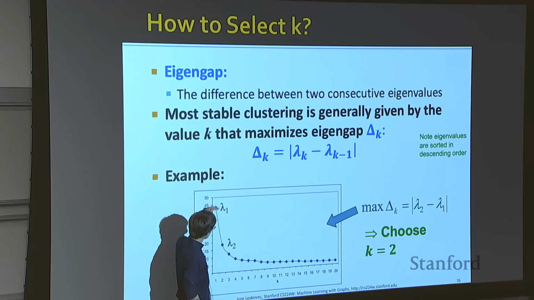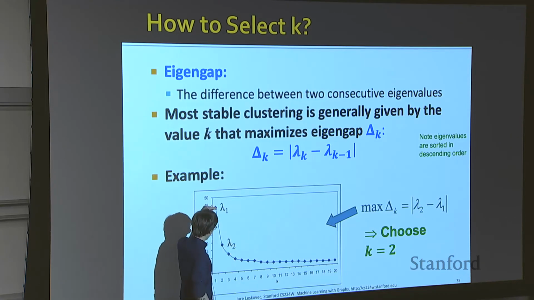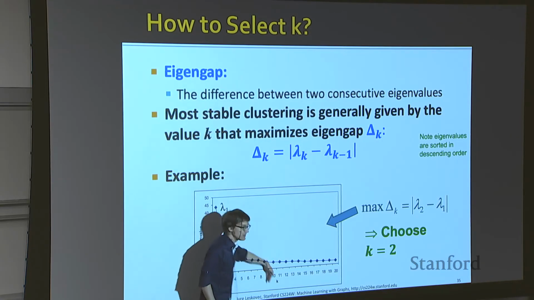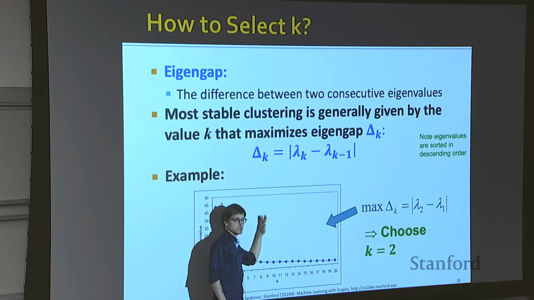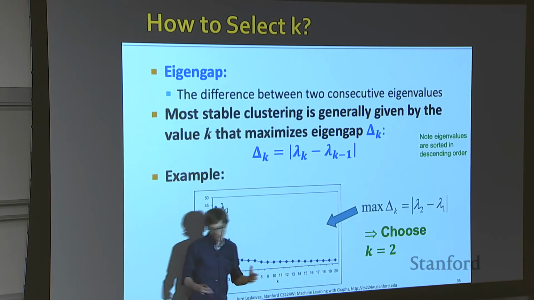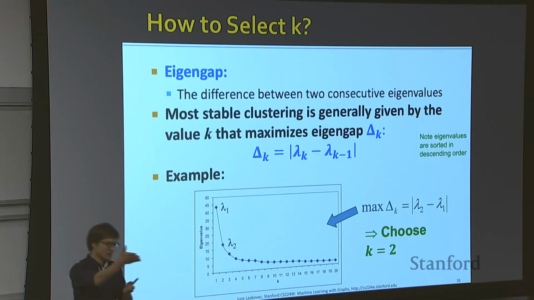Right, so the way these things will look, if you have a lot of clusters, then the eigenvalues will be high and then they will drop. And whenever they drop, this is how many you want to take. Right, which goes back to this intuition that I was telling you before.